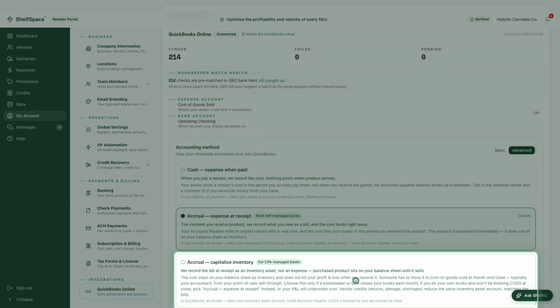Bought outright product sits on your balance sheet, and its cost doesn't touch your profit and loss until it actually sells. In exchange, ShelfSpace posts the balance sheet side: inventory, what you owe, and cash. But moving the cost to cost of goods sold at month-end close is yours to book from your register's sell-through. Pick this only if a bookkeeper or accountant closes your books each month.